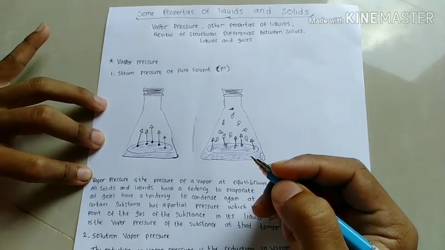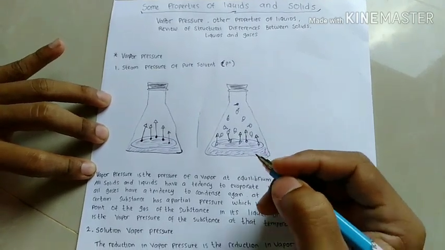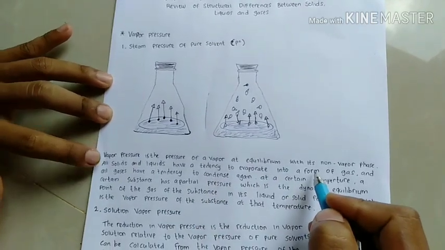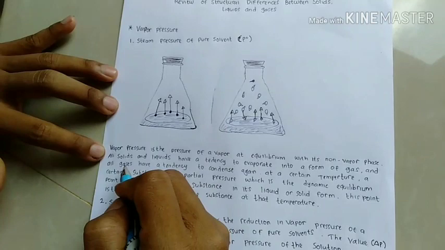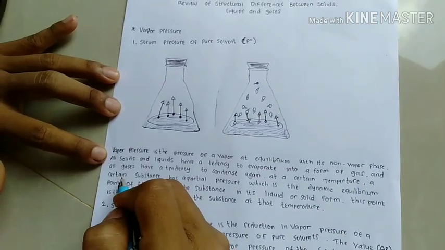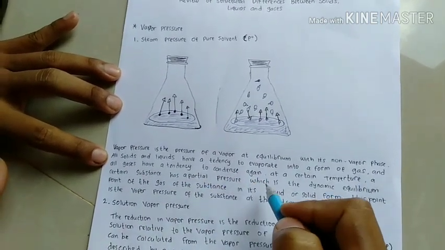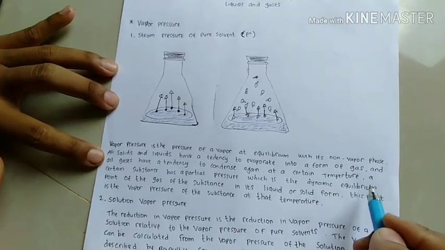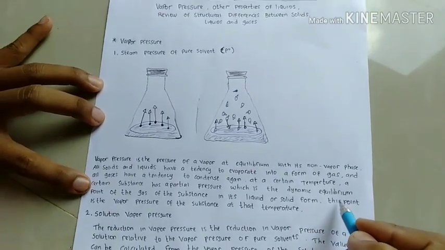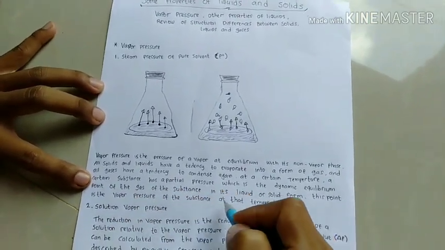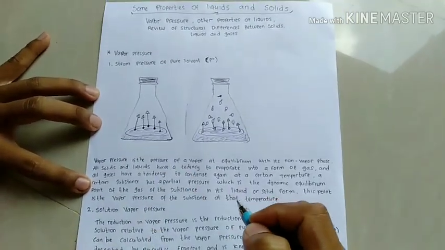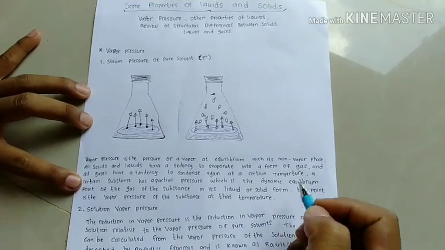In general, vapor pressure can be defined as follows. Vapor pressure is the pressure of vapor at equilibrium with its non-vapor phase. All solids and liquids have a tendency to evaporate into a form of gas, and all gases have a tendency to condense again. At a certain temperature, a certain substance has a partial pressure, which is the dynamic equilibrium point of the substance between the gas and the liquid or solid. This point is the vapor pressure of the substance at that temperature.